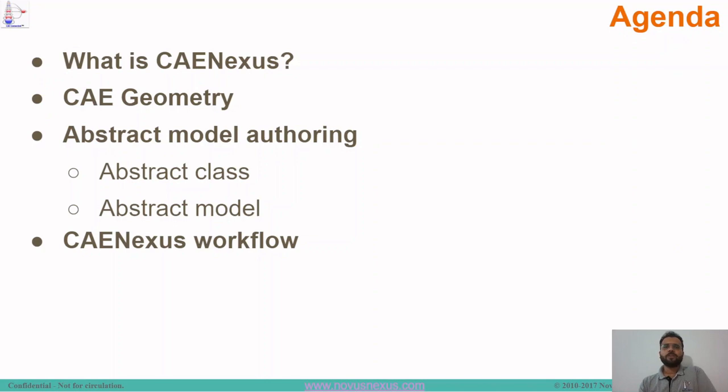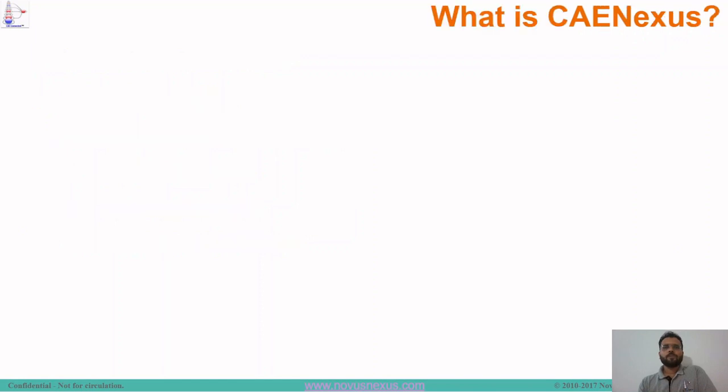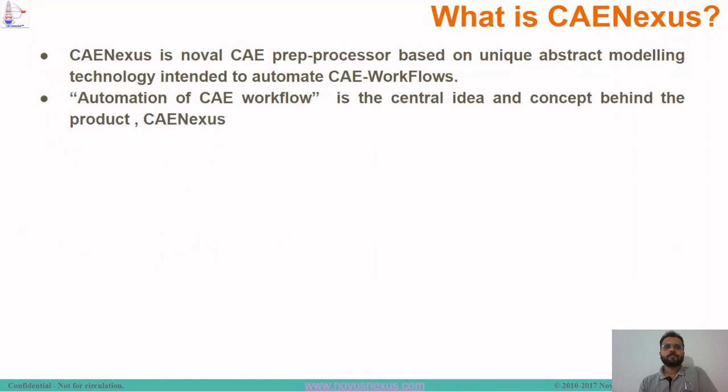This is the agenda for the first session. First, we will see what is CAENexus, then what is CAE geometry, abstract model authoring, and we will know how the CAENexus workflow works. So, what is CAENexus? CAENexus is a novel CAE preprocessor based on unique abstract model technology, intended to automate CAE workflows. Automation of CAE workflow is the central idea and concept behind the product CAENexus.